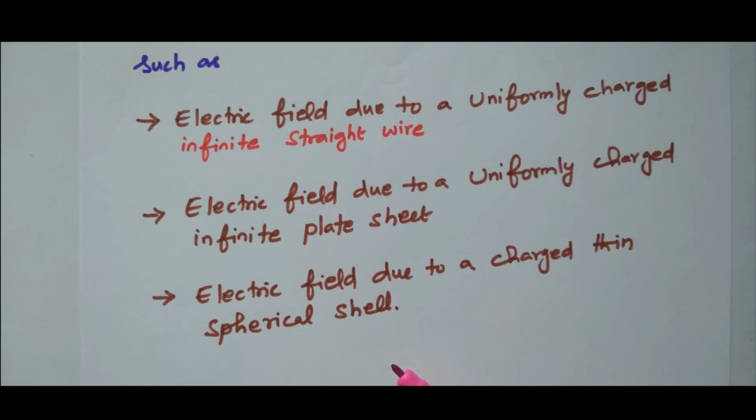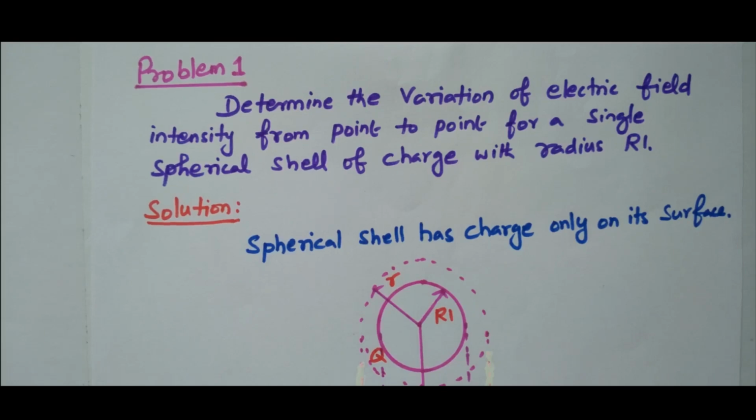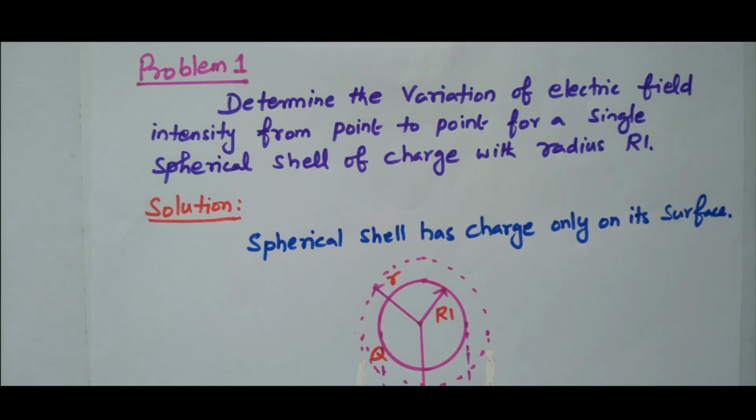So based on that, we'll see two problems. One is based on the spherical shell, another one is a spherical shell with the entire volume. So the application is to find the electric field intensity. In problem 1, determine the variation of electric field intensity from point to point for a single spherical shell of charge with radius r1. We need to find the electric field intensity inside as well as outside of this spherical shell. The radius is r1, right?